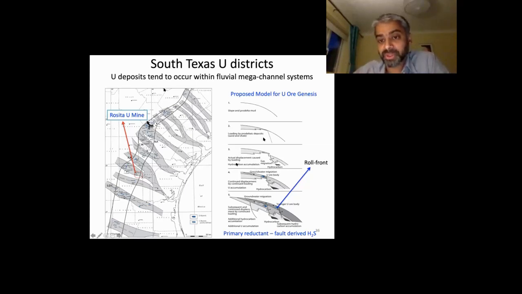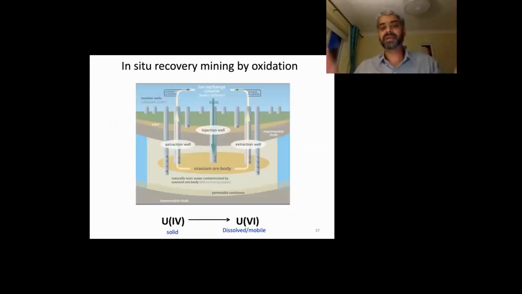they were produced when these deltas formed, and normal faulting provided the conduit for hydrogen sulfide gas from hydrocarbon deposits in the down gradient part to flow and to reduce uranium. So that's the geologic setting for the formation of this deposit. The way these are mined is by oxidation of the uranium ore body, where solid uranium-4 is oxidized to uranium-6, which is soluble.